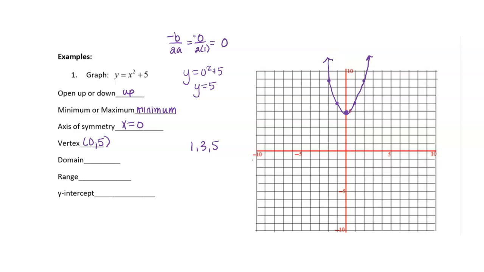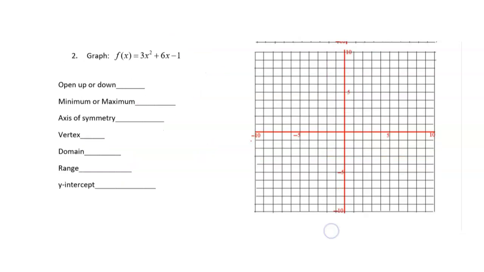With a parabola or a quadratic, our domain is always negative infinity to infinity, and our range is lowest to highest, so we're starting at 5 and going to infinity. The y-intercept is where it crosses the y-axis, so it crosses at 5, or you can say 0, 5. Either way is fine. Okay, let's do another one.